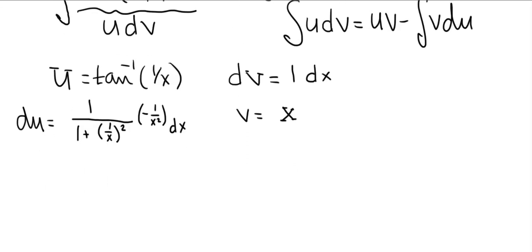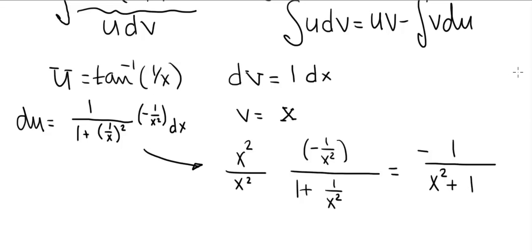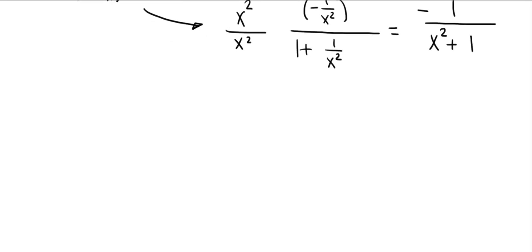Now let's simplify du. To simplify du, the best way to do it is to multiply the numerator and denominator by x squared. So in the numerator we have negative 1 over x squared times x squared. This is what the original du is. Now multiplying it by x squared, we have minus 1 in the numerator, and the denominator becomes x squared plus 1. So we're now ready to set up our integral.